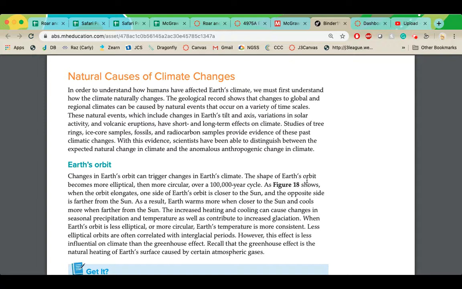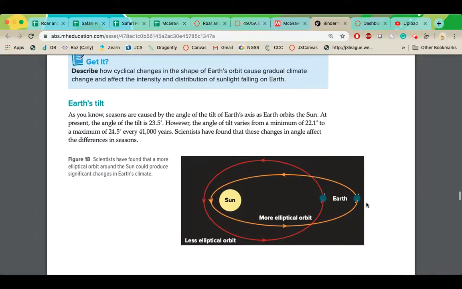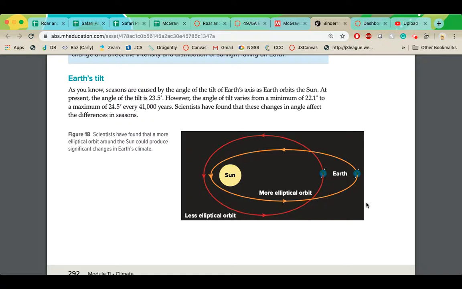There are natural causes for climate change, and these are that the Earth's orbit changes. I will go to the orbit picture. And then the Earth's tilt will change.